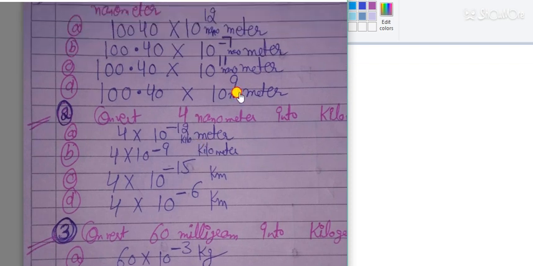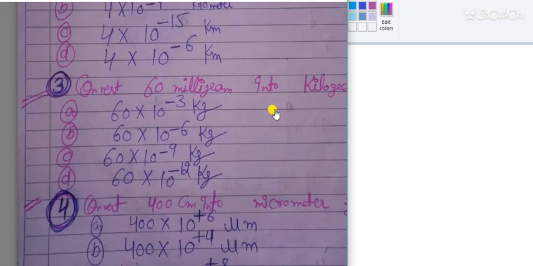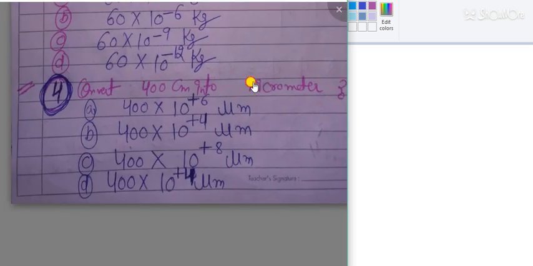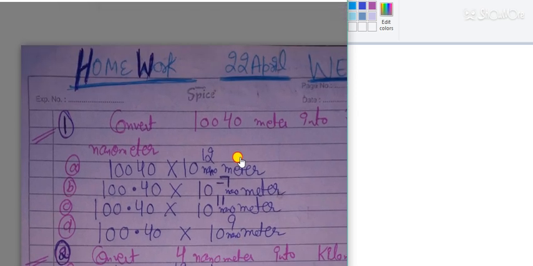If you have any doubts, and I hope your homework is clear to you now, if you have any doubts in your homework, then you can drop a message to me at my number that is already with you. So this is all about today's homework, that is 22nd April. This is the homework sheet that is given to you.